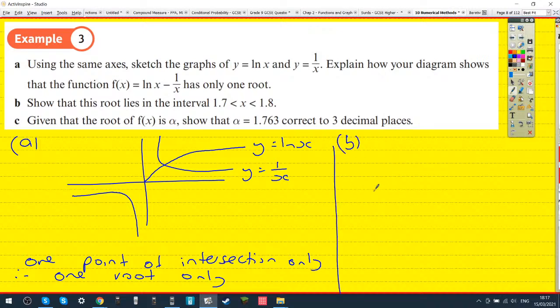Do they expect me to sub in those 2 values into the equation? Yeah, into which equation? Both? No. Oh, actually, sorry. What is it, ln x minus 1 over x? Yeah, so you'd have to do the f of 1.7, the f of 1.8, say that the sign changes, and so on. And then question C.